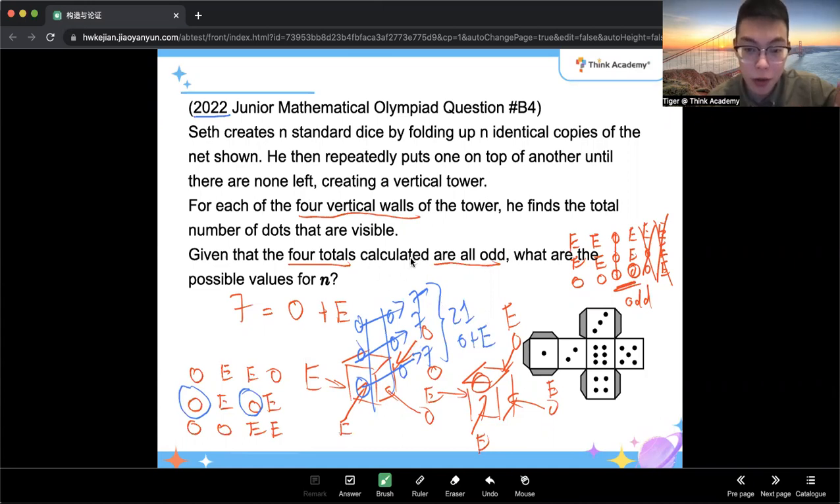The same goes for 35. The same goes for 49, which means that whenever you have an odd number of dice stacked up, it's impossible. Whenever you have an even number of dice stacked up, it is possible. So the possible values of n is even number.